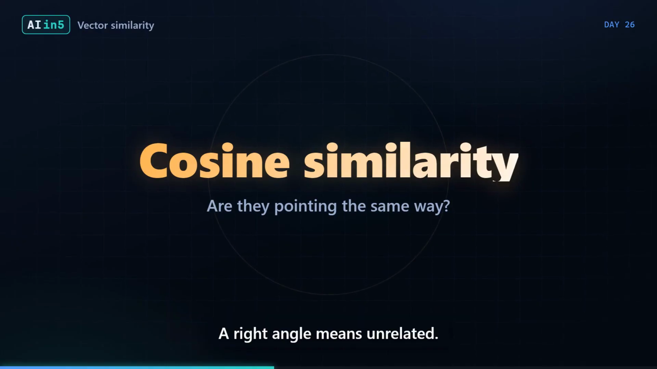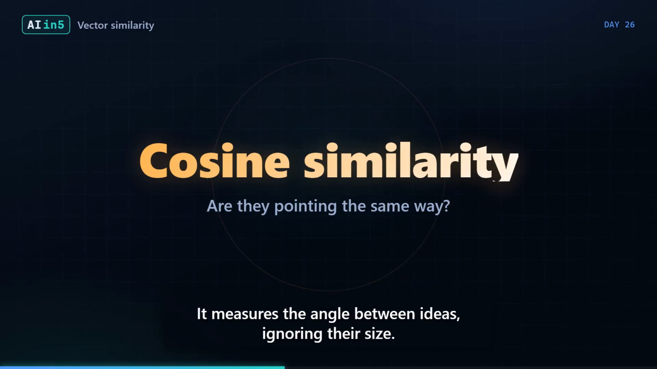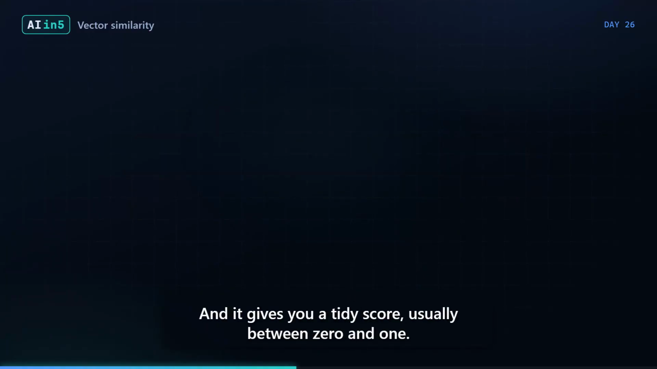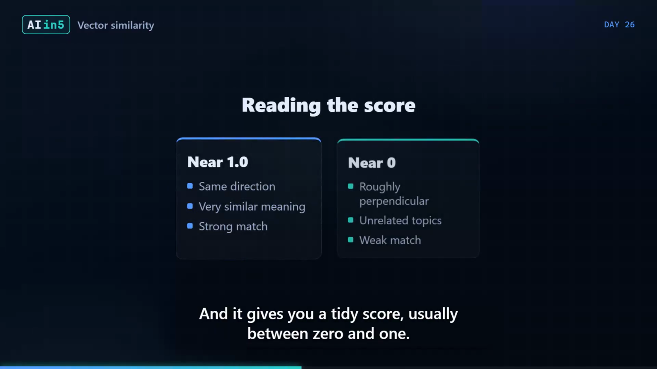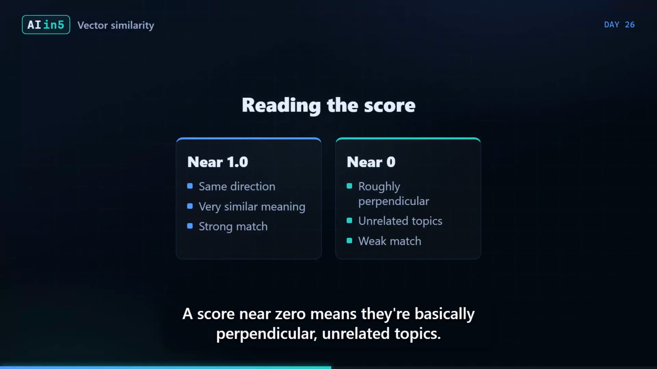A score near 1 means the arrows point almost the same way, so the meanings are very similar, a strong match. A score near 0 means they're basically perpendicular, unrelated topics. So dog and puppy might score way up near 1, while dog and tax return scores down near 0. One clean number for relatedness.